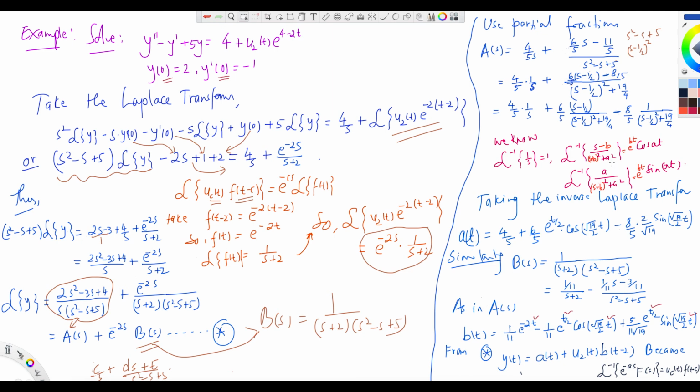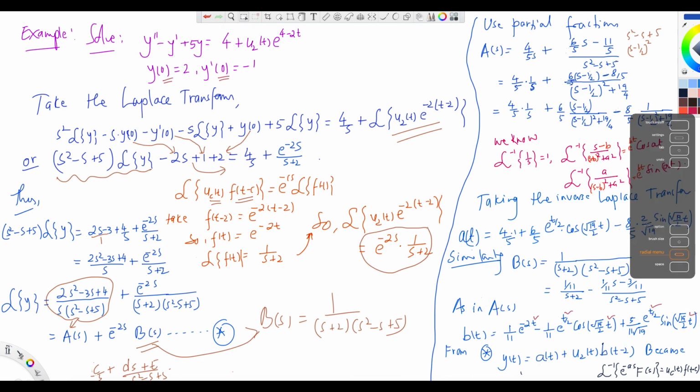Similarly, inverse Laplace transform of a over (s minus b) squared plus a squared will be e to the bt times sine at. So you take the inverse Laplace transform. This will be 4 over 5 times 1. That is basically 4 over 5 plus 6 over 5 times e to the bt cosine at, right? e to the 1/2 t, that is t over 2, times cosine of root of 19 over 2 times t, minus 8 over 5 is there.